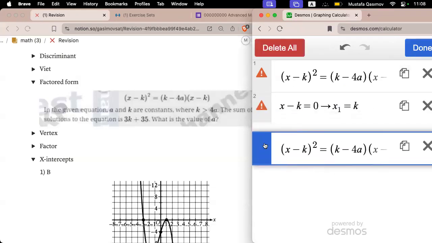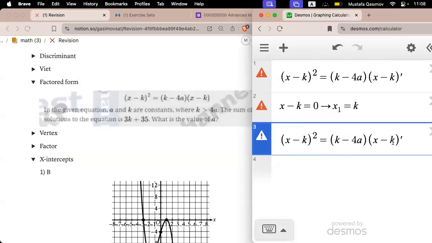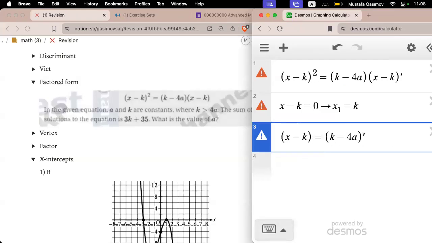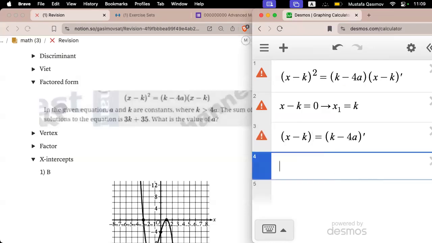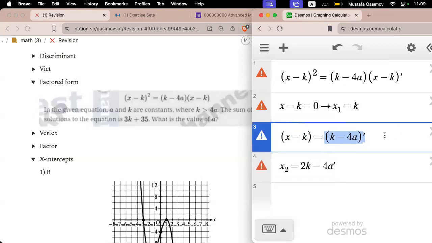Okay, then let's say that x is not equal to k. We can eliminate that part. We can eliminate x minus k from this side, right? And we will get the second solution from here. x2 is equal to 2k minus 4a, like that. I put this negative k to the second side with plus. Is it clear?